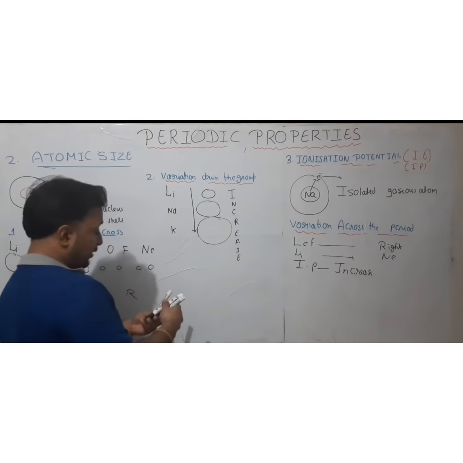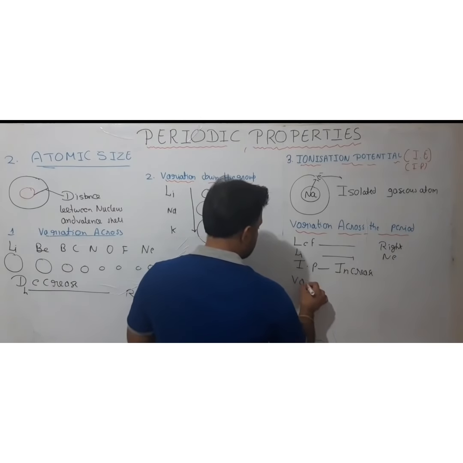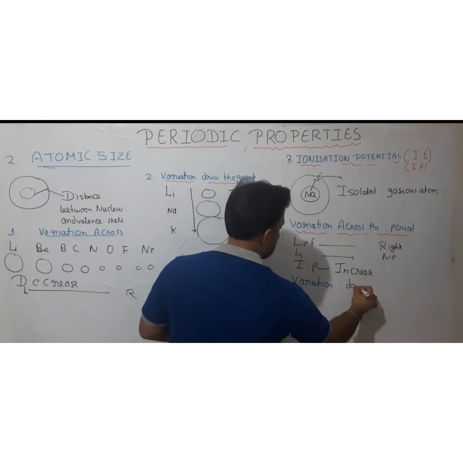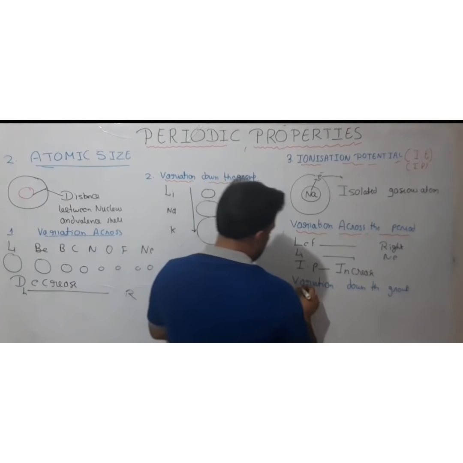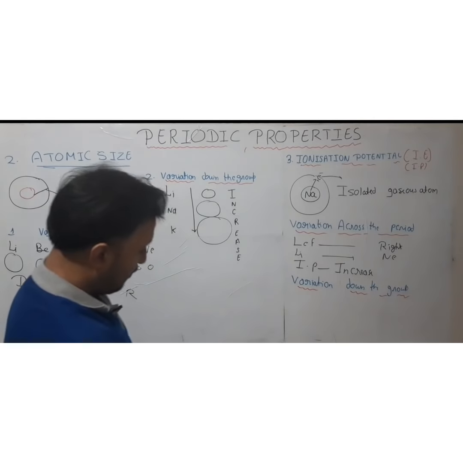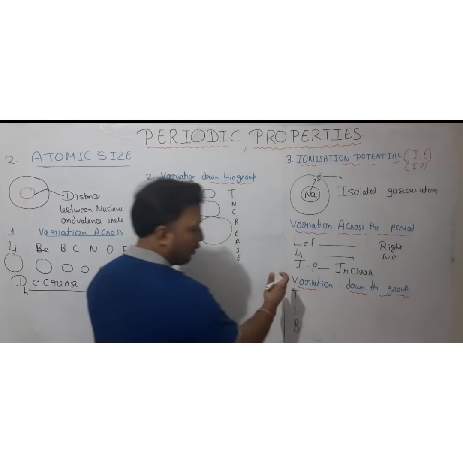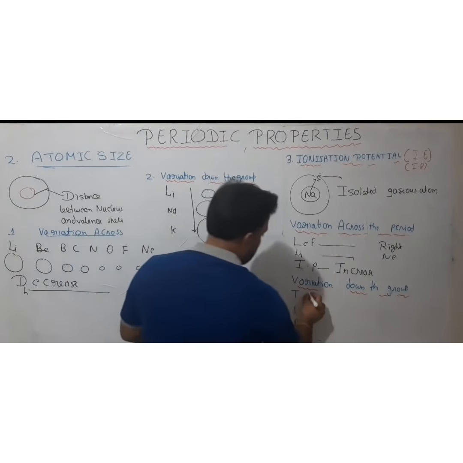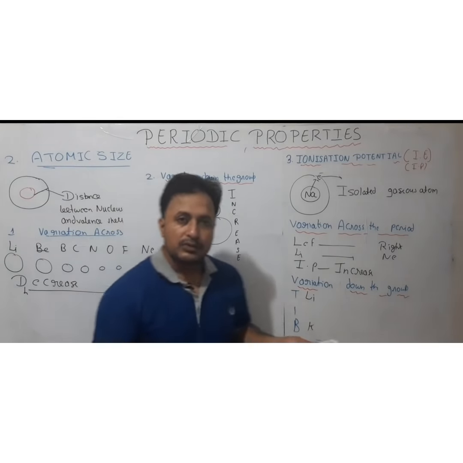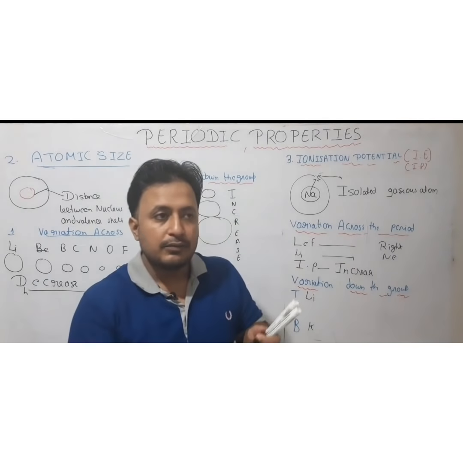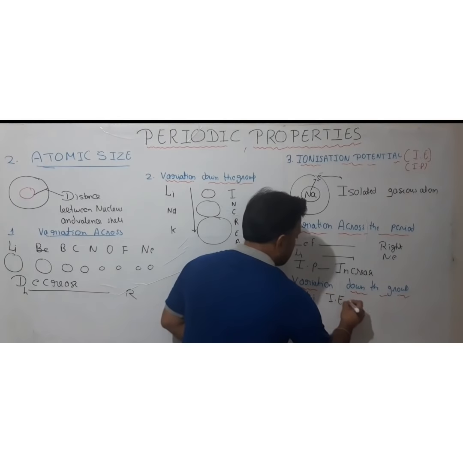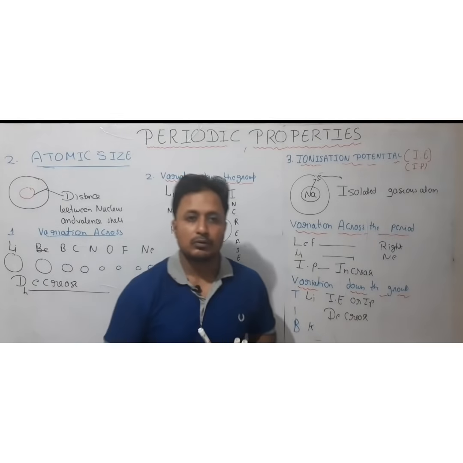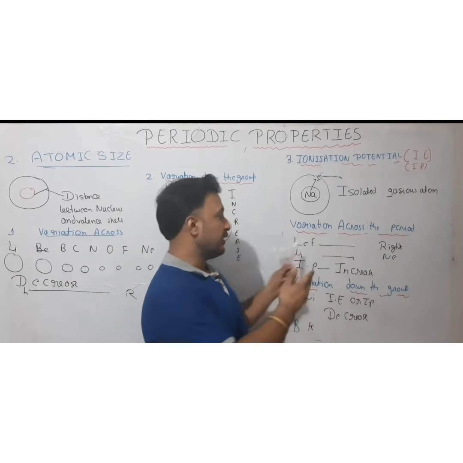Now we see the other variation, the variation down the group. Again it depends upon the nuclear force. When we move from T to B, I am writing T to B meaning top to bottom, that is in case of the first group elements, lithium to potassium, nuclear force is getting weak when we move down the group. So the requirement of energy for an electron to overcome that nuclear force is also going to be reduced. Hence, the ionization energy or ionization potential is going to decrease as we move top to bottom of the group. As you can see, it is directly depending upon the nuclear force.